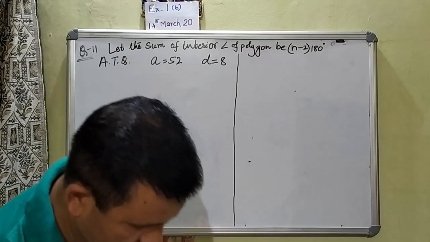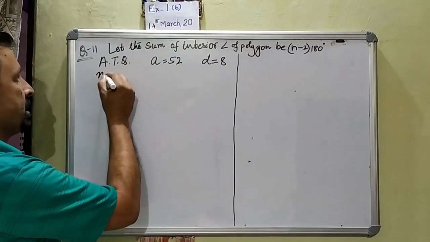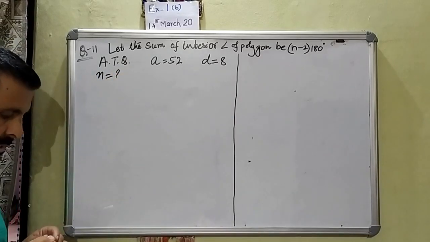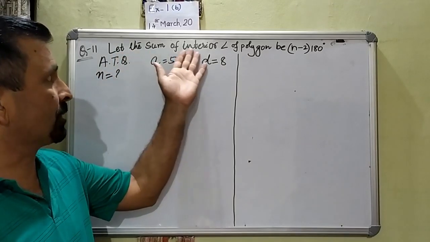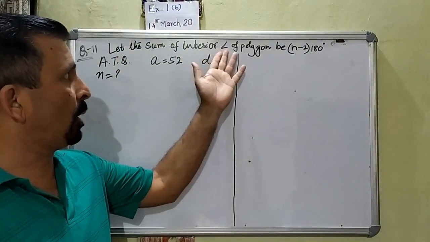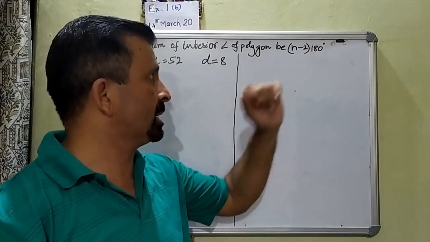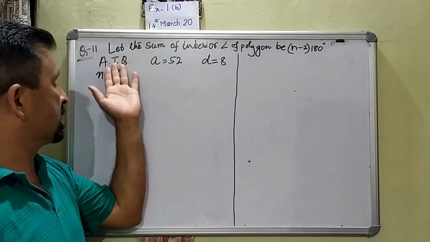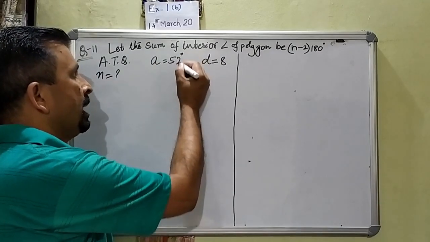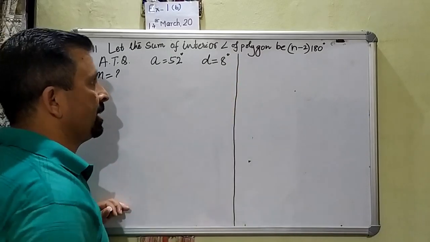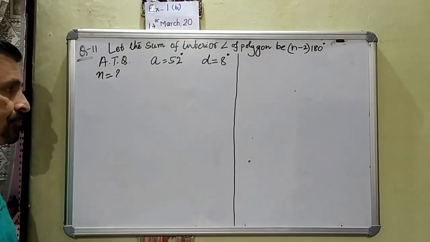So here we are asked to find the number of sides of the polygon. That means n is equal to what? First of all, let the sum of the interior angles of the polygon be (n minus 2) into 180 degrees. According to the question, the first term is 52 degrees and the common difference is 8 degrees. With this information, we have to find the number of sides.